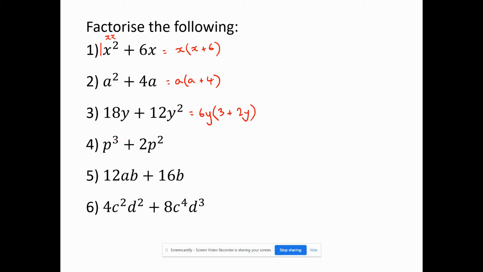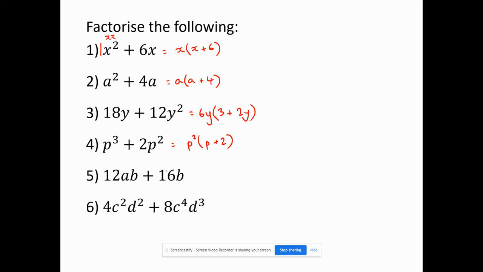Here we have p to the power of 3 and 2p squared. Now, this time, we have more than just a single letter, because it's not just p in one of them. P squared is the smallest power on those letters. And so that means the highest common factor in this case is p squared, because both of them have at least a power of 2. And so p squared times p will give p to the power of 3. P squared times 2 will give 2p squared.